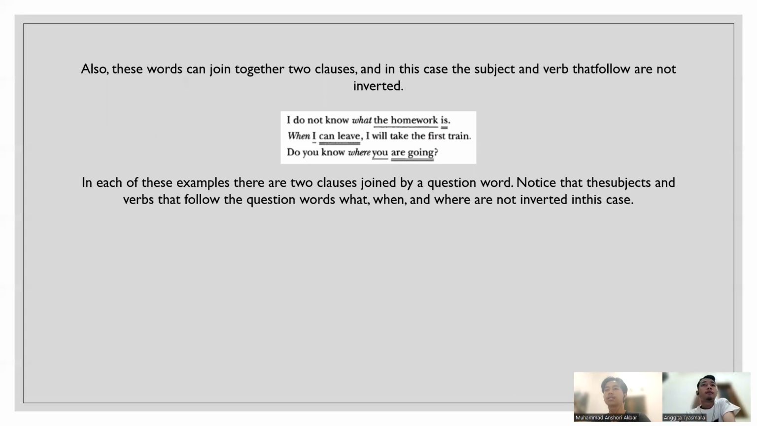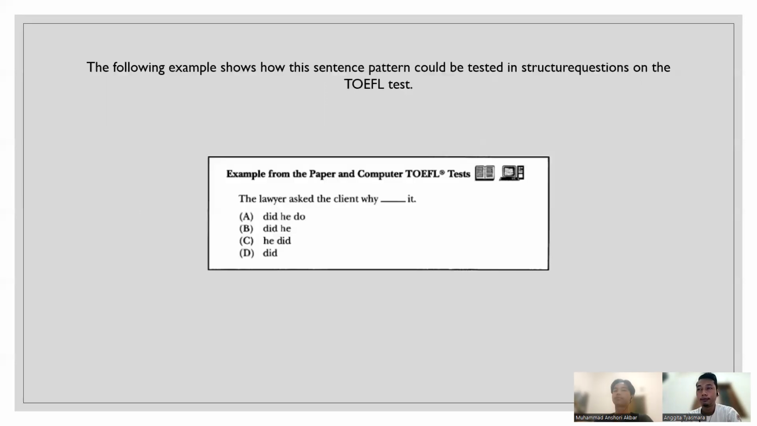Here are the examples. I do not know what the homework is. When I can leave, I will take the first train. And the third one is, do you know where you are going? In each of these examples, there are two clauses joined by a question word. Notice that the subjects and the verbs that follow the question words what, when, and where are not inverted in this case. So the following example shows how this sentence pattern could be tested in structured questions on the TOEFL test.